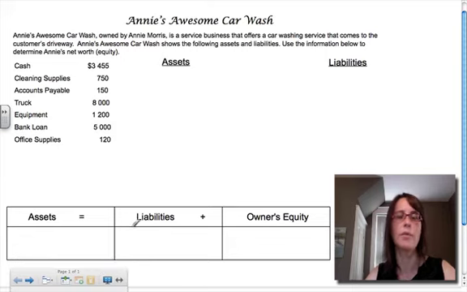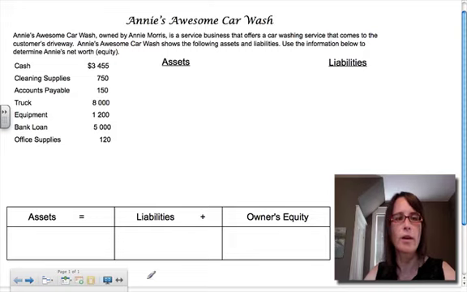Now let's try an example of the accounting equation using a question called Annie's Awesome Car Wash. In this example, you are asked to figure out the net worth of Annie Morris, the owner of Annie's Awesome Car Wash. In order to figure out the net worth, you need to know that that figure is the owner's equity figure in the accounting equation.